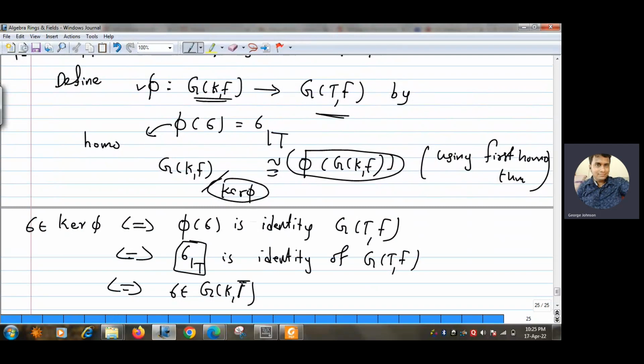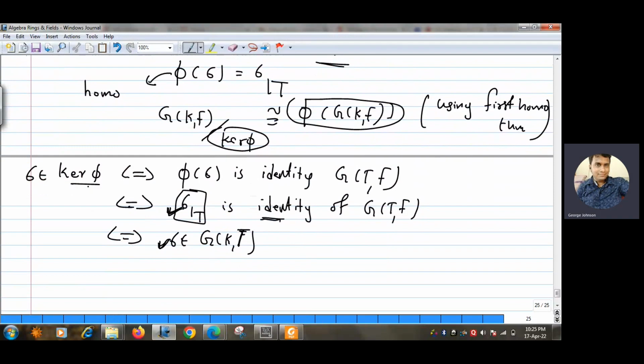Why is it fixing every element of T? Because it is an identity. Sigma restricted to T is an identity. That means on T it will behave as identity. It fixes every element of T. And because the definition of sigma restricted to T and the definition of sigma are the same, and because this sigma fixes every element of T, that means this sigma is a map of GKT.